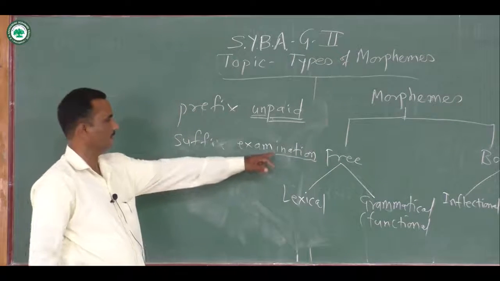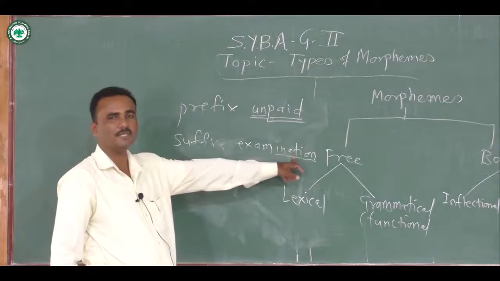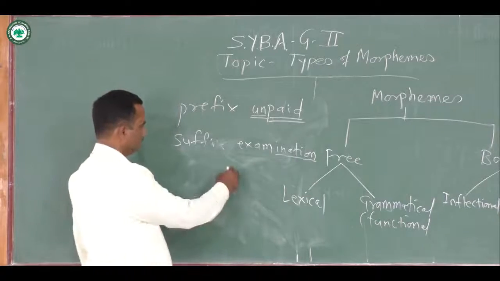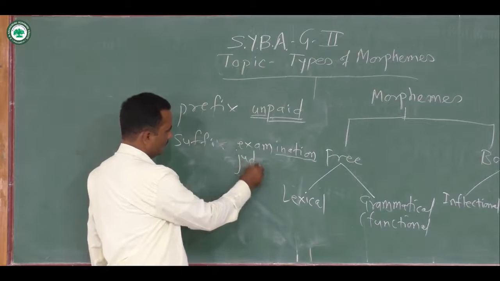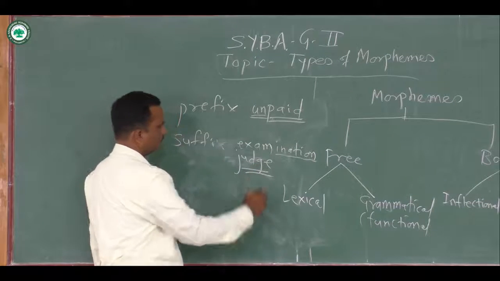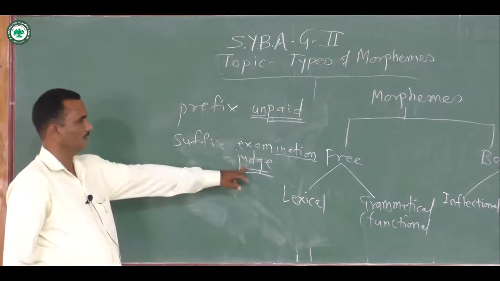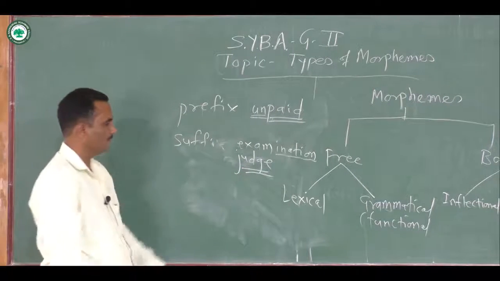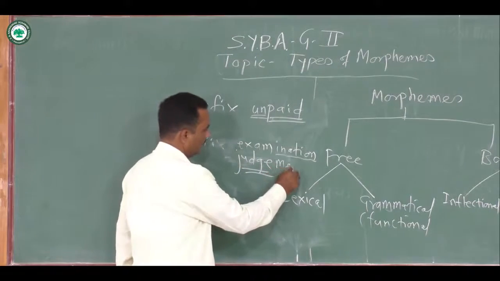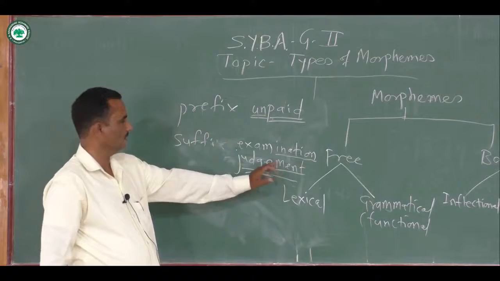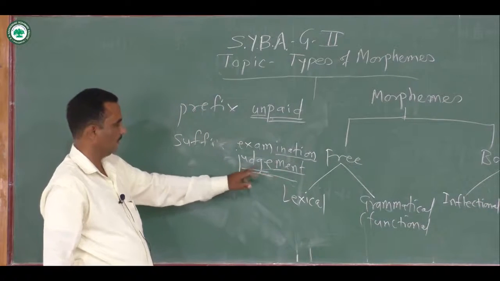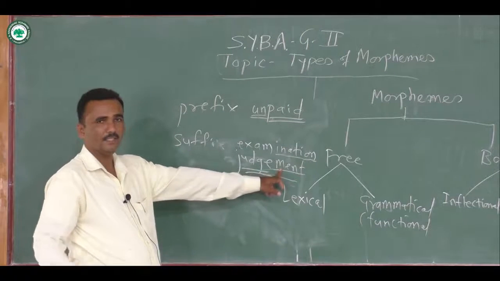This is the suffix -ination, as in examination. Then J-U-D-E, judge. It is a root, a base, a stem. M-E-N-T, ment, it becomes judgment. So it is a suffix. It has two parts, two morphemes. The base is judge, and ment is the suffix.